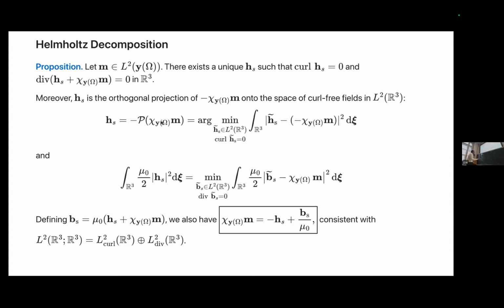So if you want to make a geometrical representation, let's say that this is the space L2 curl of R3, the space of all fields which are curl-free. So HS will be one of these. And the orthogonal complement will be the space of divergence-free fields. So this is just a geometrical cartoon, a geometrical representation. And essentially, let's say that the magnetization lives here. This is the magnetization.